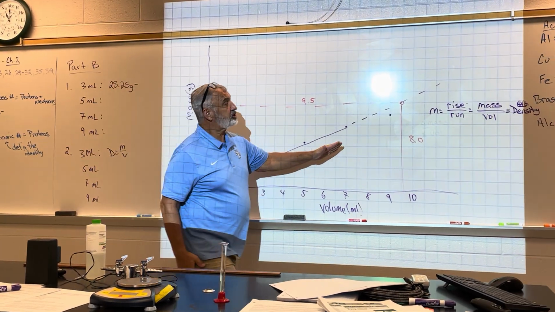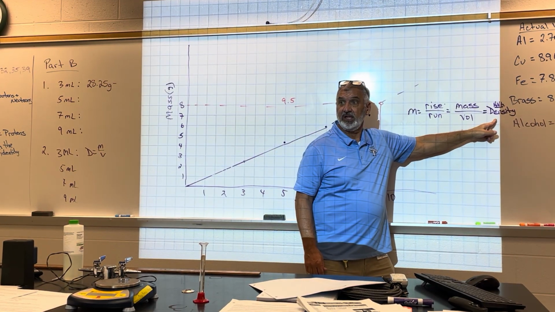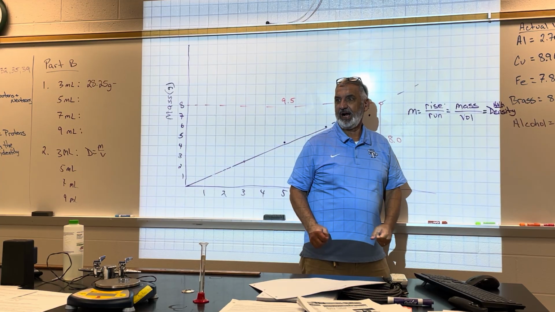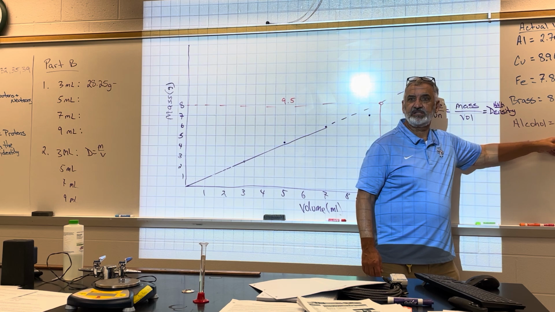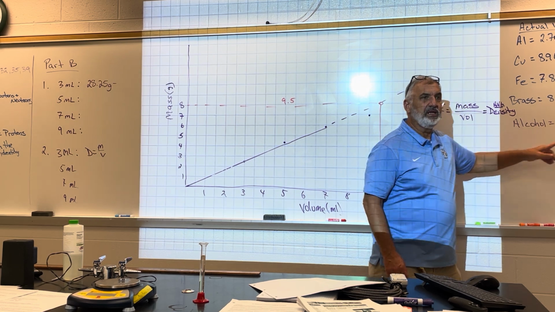Oh, you should see now on here, your slope should be real similar to your average density. That's a measure of your accuracy. How close were you to the right answer? Here's the right answer. This is the given density of ethanol.